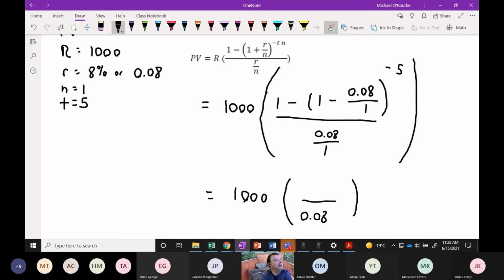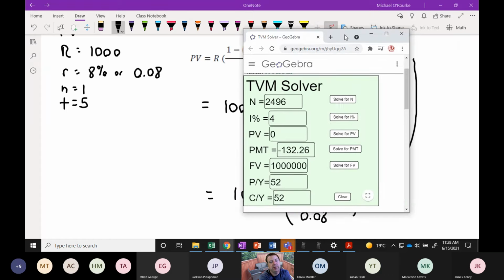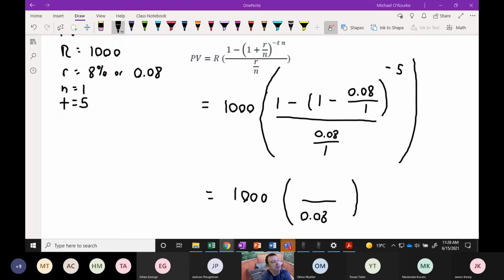Is he here? Ben's here. Ben should already have almost my answer for, you can use your TVM solver and solve this as well. In the case of TVM solver, we are solving for the PV value this time. Our future value in this case is we want zero money. We want that to be zero. Okay, and try to figure that out. I'm going to work through with the calculator.